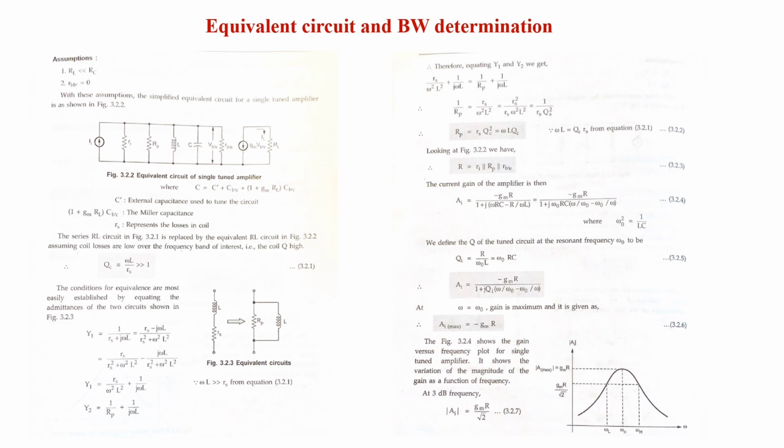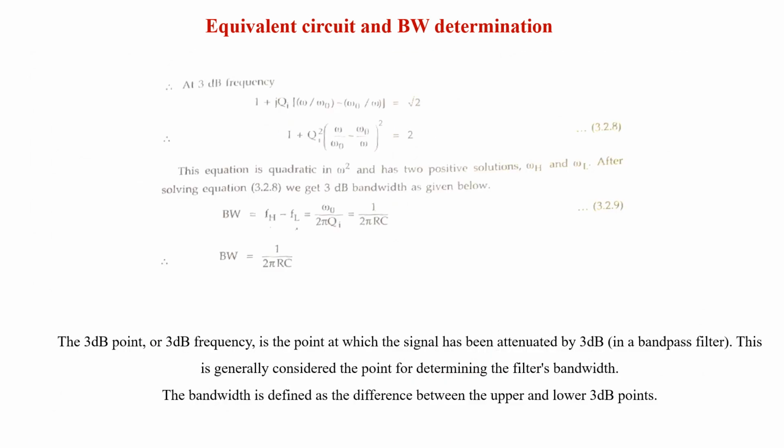Once we calculate this current gain, from that we'll be calculating the maximum gain obtained in the circuit, for which we have the equation AI max equal to minus Gm into R. Once we have the maximum gain, we'll be calculating the bandwidth. For the bandwidth determination we take the gain GMR divided by square root of 2, and performing this calculation, we get the bandwidth of this single tuned amplifier as 1 by 2 pi RC.